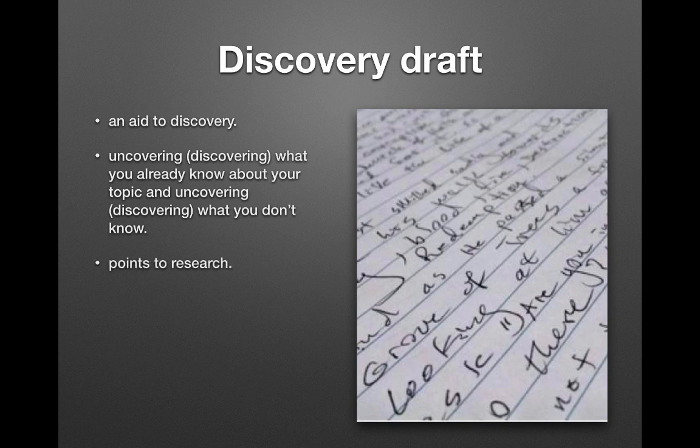And in terms of uncovering or discovering what you don't know, frequently the discovery draft points to what research you need to do. So maybe for this particular topic, it might point to research where we need to go to the library and do some research.